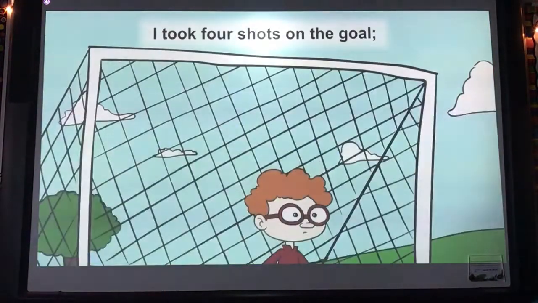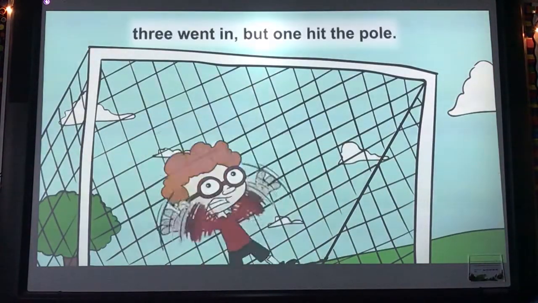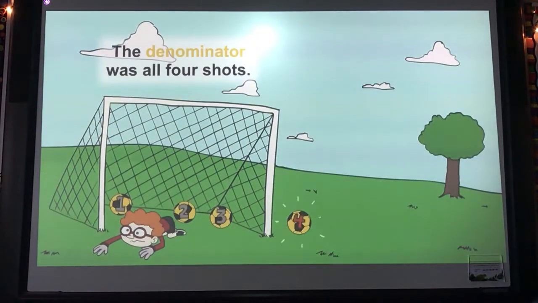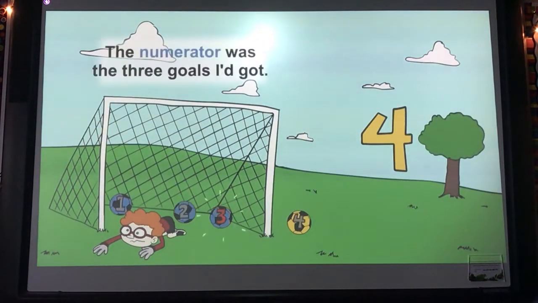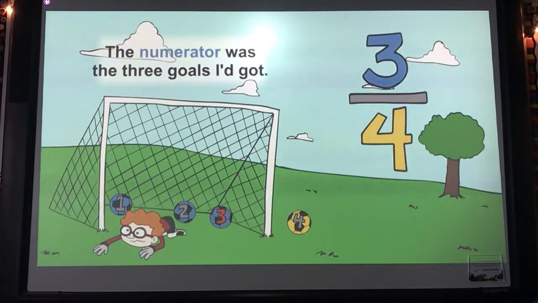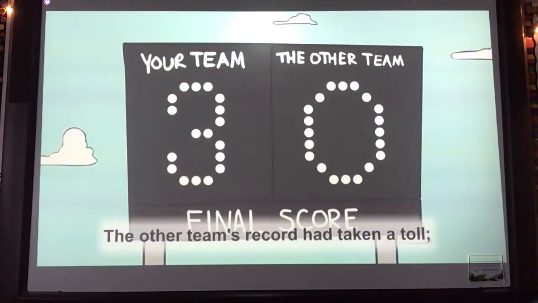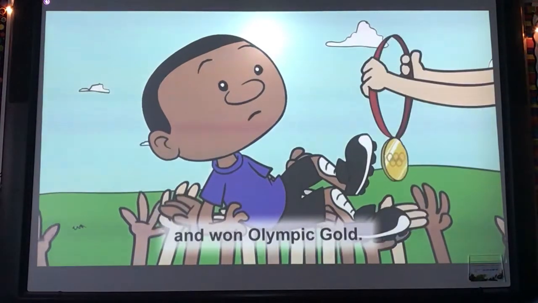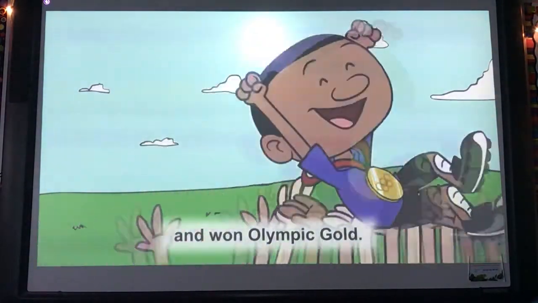I took 4 shots on the goal. 3 went in, but 1 hit the pole. The denominator was all 4 shots. The numerator was the 3 goals I got. The other team's record and taking a toll. Got 3 points on the shots and 1 Olympic gold.